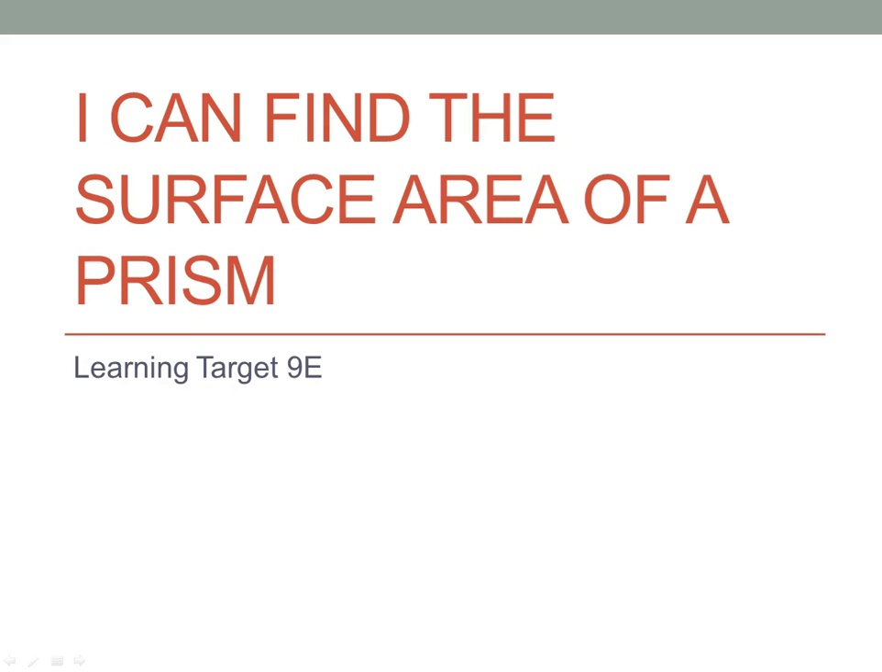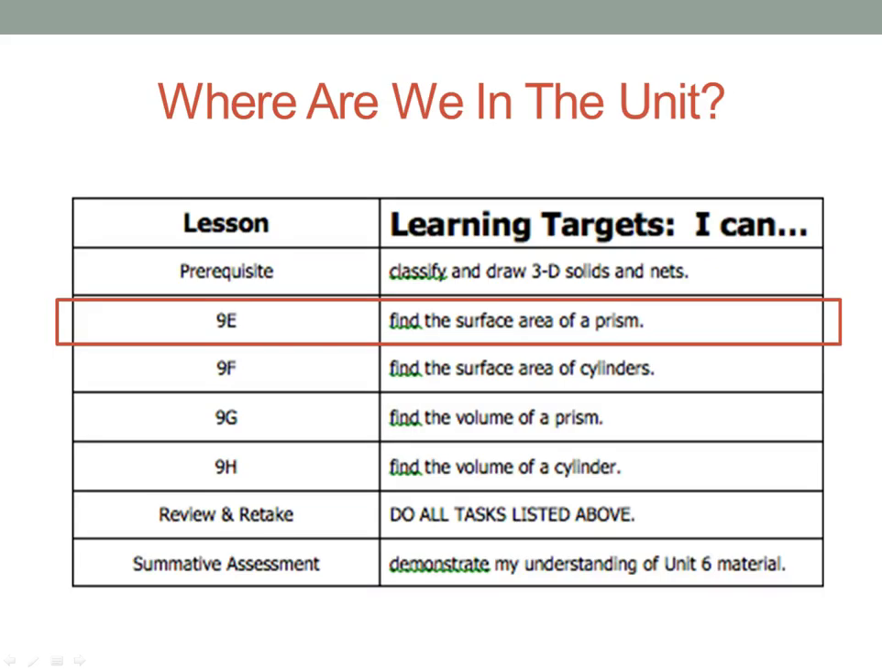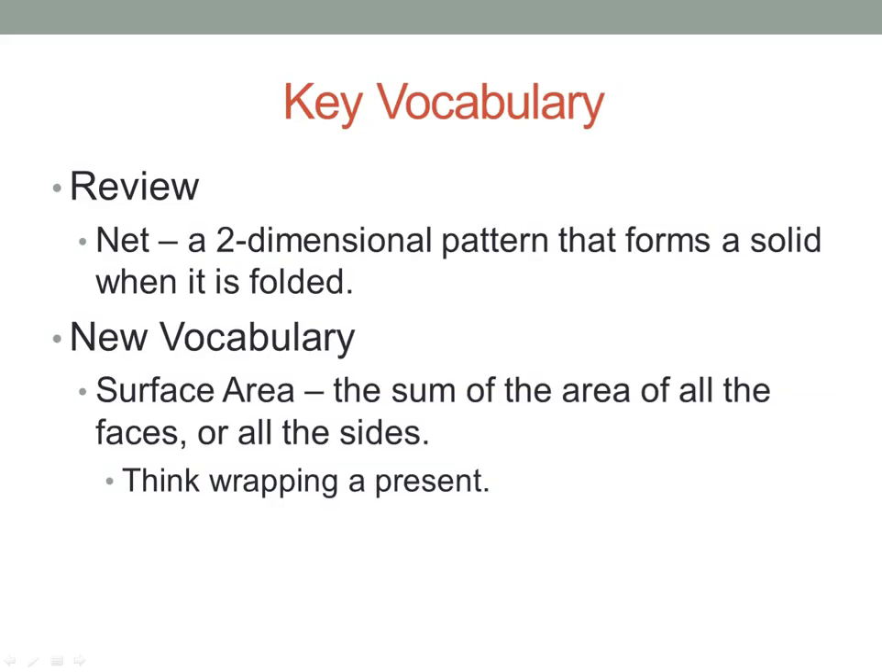I can find the surface area of a prism. So here's where we are in the unit, just sort of at the beginning, and let's get underway. We got some vocabulary review yesterday. We learned about a net, a two-dimensional pattern that forms a solid when it's folded. We're going to look at some nets today and see how that helps us with surface area.